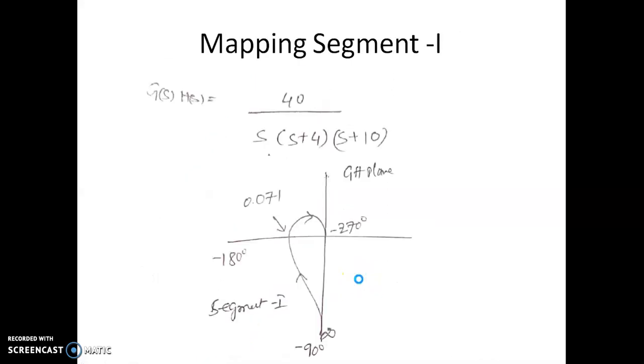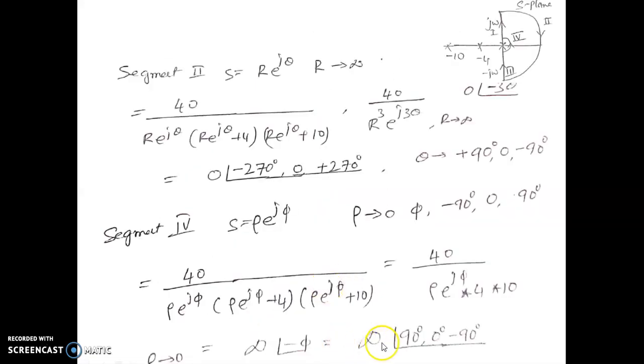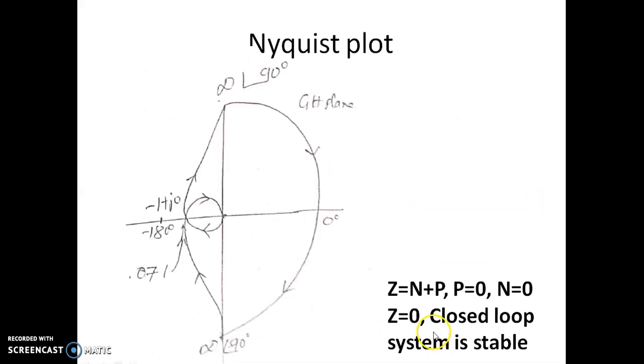You can have a look at it here. The fourth segment is infinite at 90 degree, 0 degree, and minus 90 degree. So the contour goes like a relay race. It starts with infinity at minus 90 degree, goes till the origin at minus 270 degree. From here it is a dot, then the mirror image goes to infinity at an angle of plus 90 degree, and then it completes the path. So the contour has a closed path.